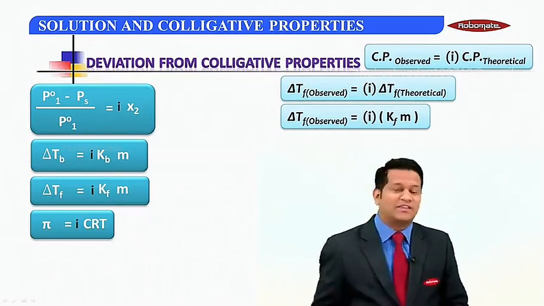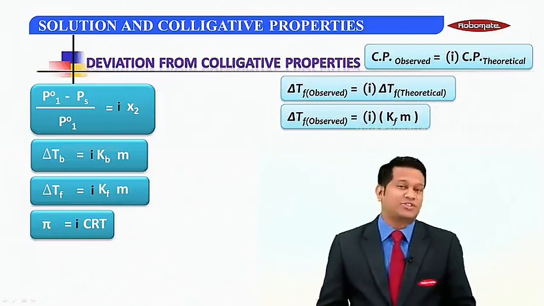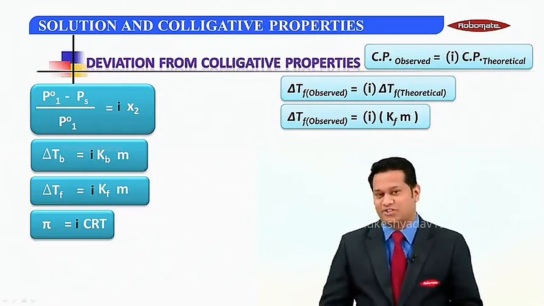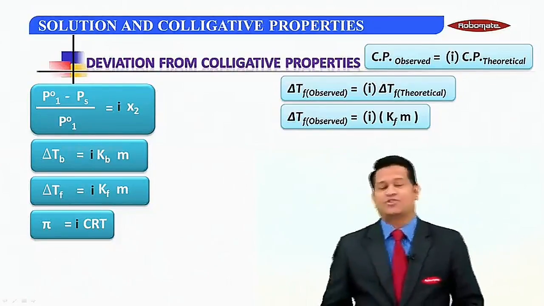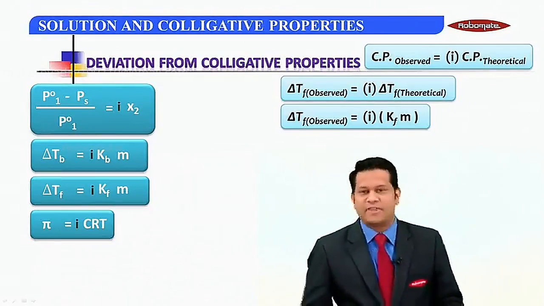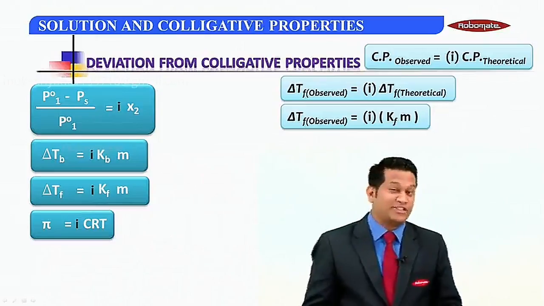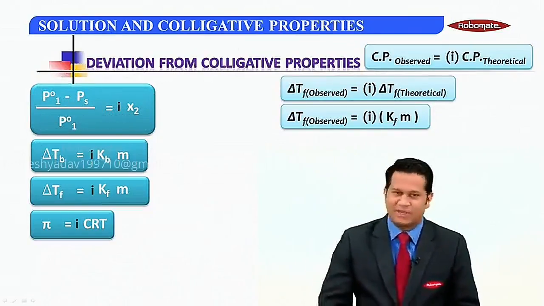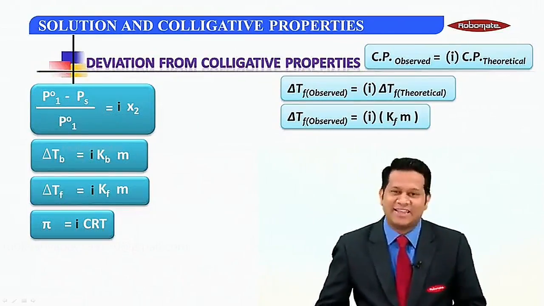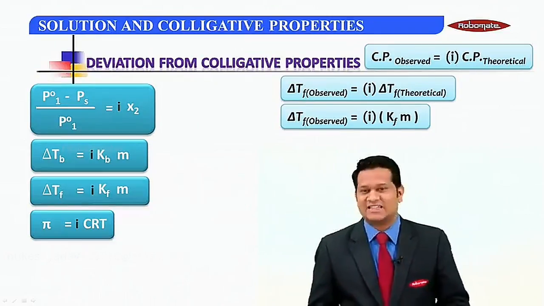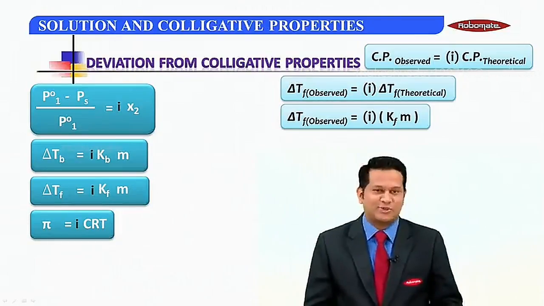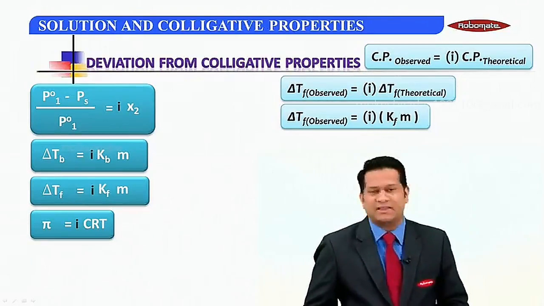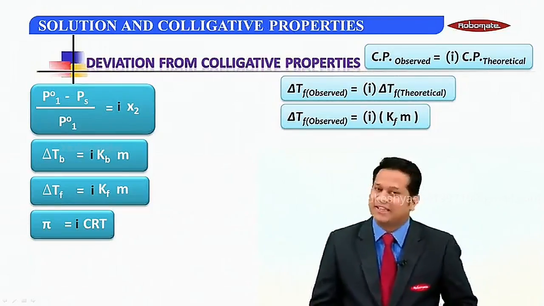So whenever you are dealing with a solute undergoing association or dissociation, that is, an electrolyte, these are the four formulas you are supposed to use. First, (P0 minus Ps) upon P0 equals i into X2. Second, delta Tb equals i Kb into small m. Third, delta Tf equals i Kf into small m. And last, pi equals i CRT. That's all we have for this particular module. Thank you so much.